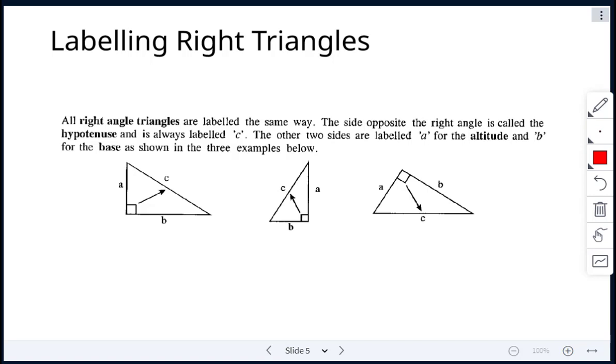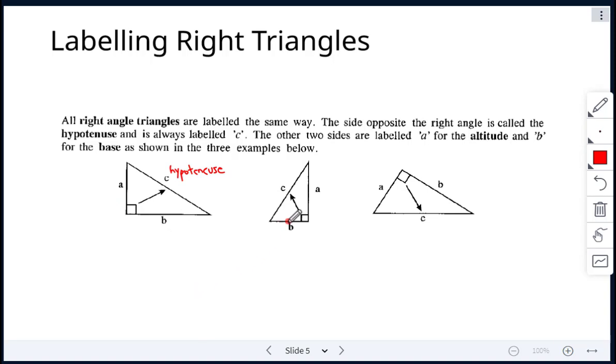All right, next we're going to look specifically at right triangles because this will lead us into the Pythagorean theorem. The Pythagorean theorem works for right triangles. All right, so all right triangles are labeled the same way. The side that is opposite the right angle, so here is the right angle, the side opposite that is always called the hypotenuse. So in all of these examples, it's labeled as C, and this is the hypotenuse. That is what that side is called. All right, and it's always, well, in these examples, it's labeled as C, which makes sense when we get to our formula. The other two sides are labeled A and B, A for altitude, and then B for the base.